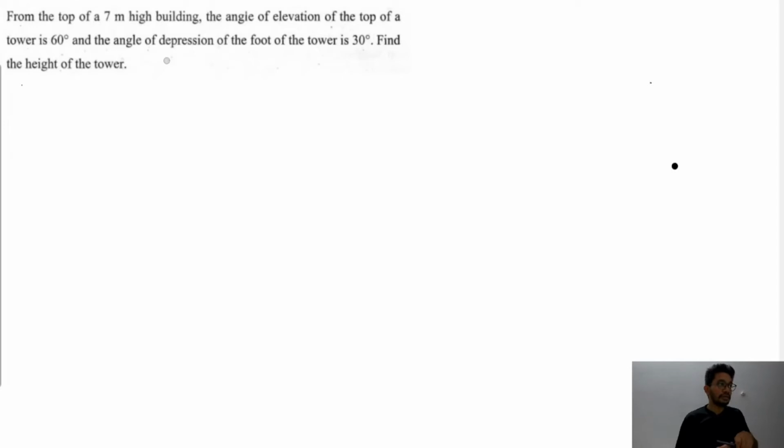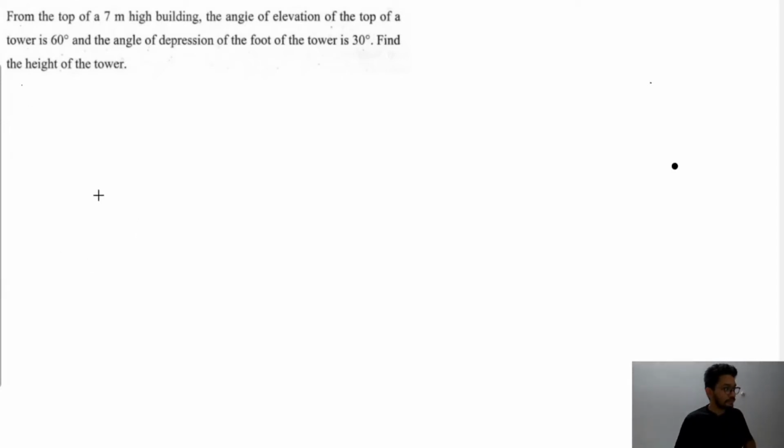So what we have given in the question is, there is one building that is 7-meter high and there is another tower that is somewhat higher than this building. We have to find the height of that tower, and they have given just two angles. We don't know what these two angles are, so let's draw and see.